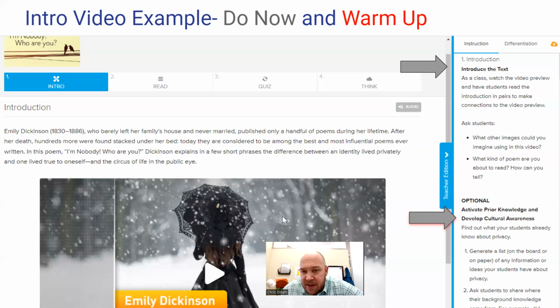Then we would get into these next questions that say optional, but I would really require them instead of making them optional, because they're for students who need support, and the majority of our learners are going to fall in that category. So you find out what your students already know about privacy.